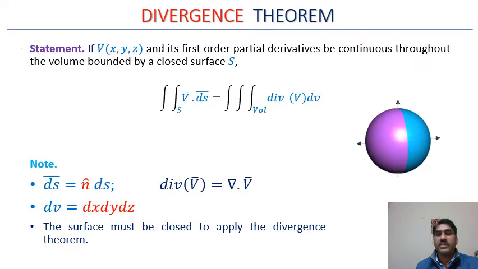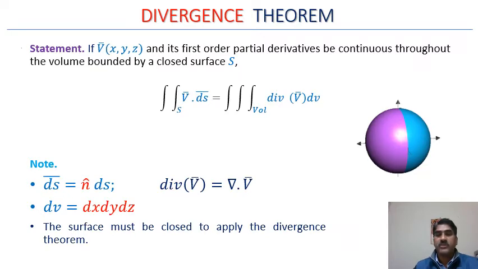I have a figure here to make it easier for you to understand. Suppose you have to integrate over the surface of this sphere. The sphere is closed and this has a volume. This has bounded a volume. Now if you have to integrate some vector on this spherical surface, then alternatively you can take the divergence of the vector and integrate throughout the volume of this sphere.